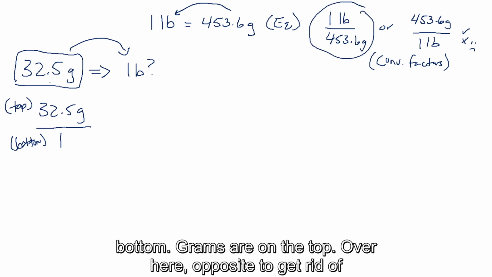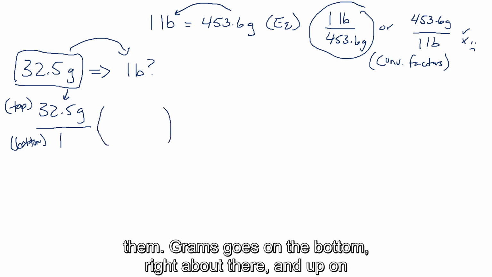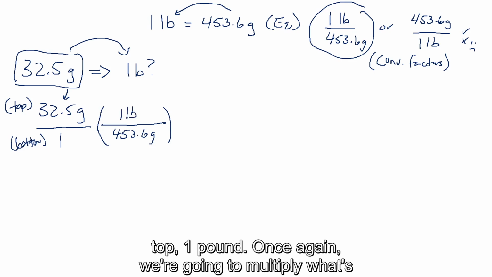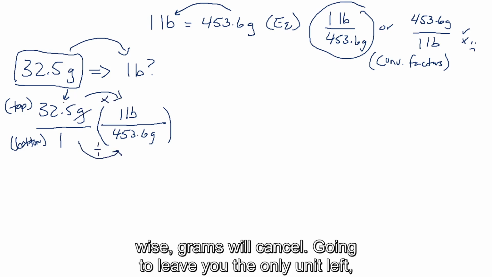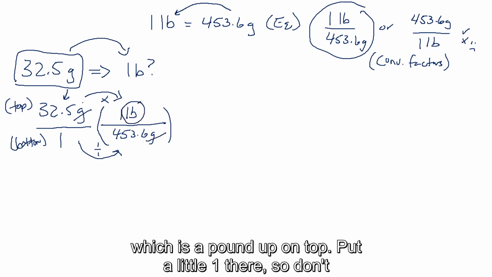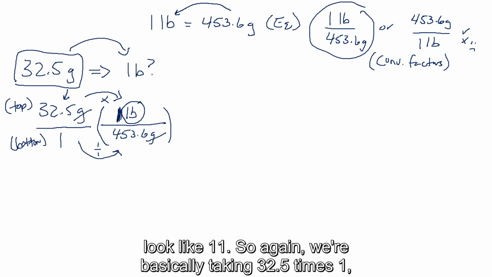Grams are on the bottom. Grams are on top over here. Opposite to get rid of them. Grams goes on the bottom right about there. And up on top, 1 pound. Once again, we're going to multiply what's on top and come back and divide by what's on the bottom. Unit-wise, grams will cancel. Going to leave you the only unit left, which is a pound up on top. Put a little 1 there so it don't look like 11.